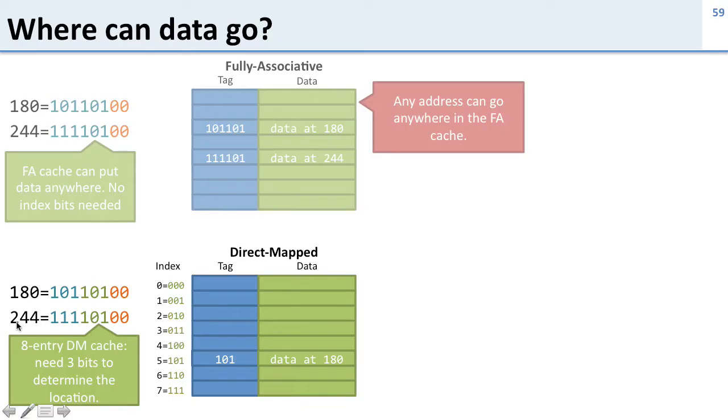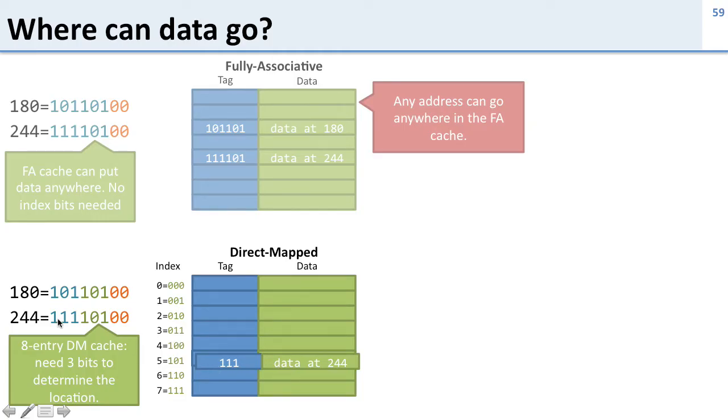So how about this other address, 244? Where's it going to go into the cache? Well, to figure that out, we look at the index bits for this one too, and the index bits match. So for 180 and 244, they're the same index bits. That means both of these have to go to the same entry in the cache, so our cache can't hold both at the same time. If we want to put address 244 into here, we're going to have to get rid of the other address and put it in.